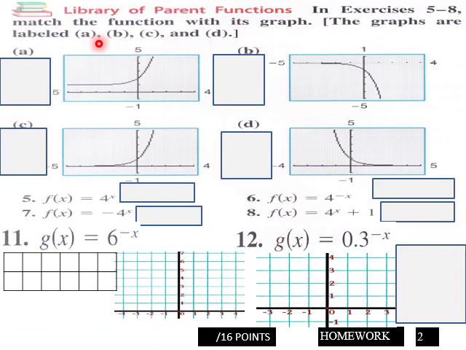Page 2, the graphs are labeled A, B, C, and D. Match the function with its graph. Here are your functions down here. Match these with its graph. And then 11 and 12, graph these for 11 and 12. Continue graphing down here for 11 and 12, and describe asymptotes here for 12, intercepts, asymptotes, and for 11, I guess that would be down here for 11, and then here's your box here for 11.